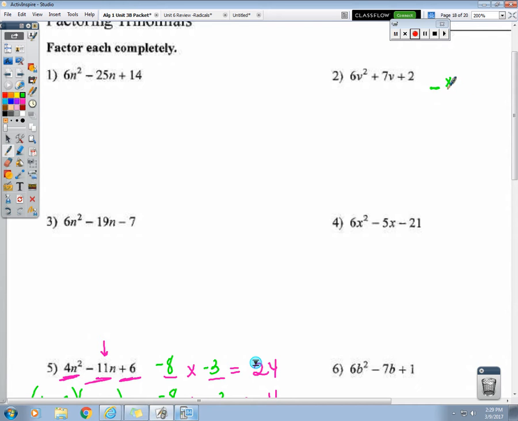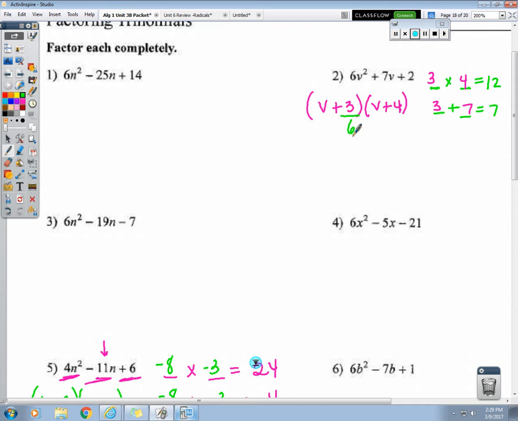And so we're multiplying to get 12 and adding to get 7. What numbers will do that? 3 and 4. 3 times 4 is 12. 3 plus 4 is 7. So your factors are v plus 3 and v plus 4. Remember, it doesn't matter what order you list them in. Then what do I need to do?